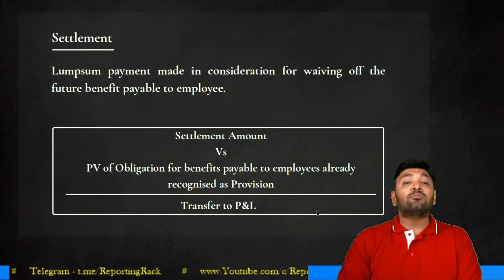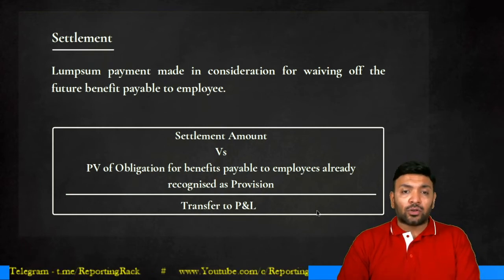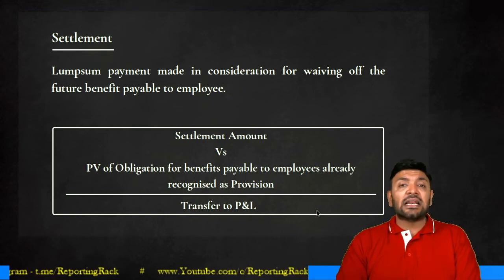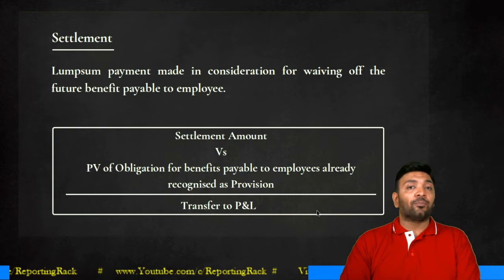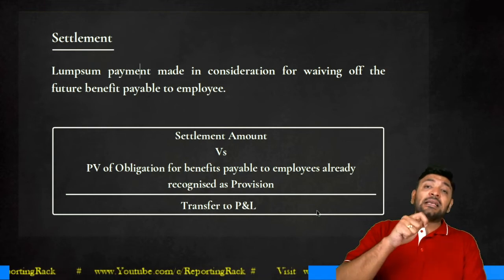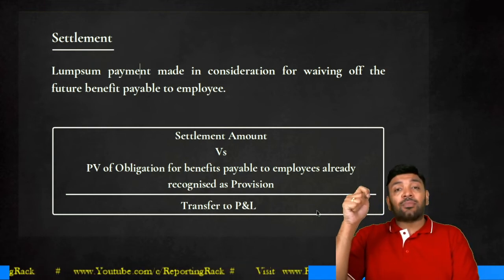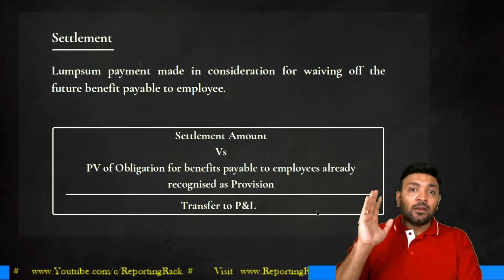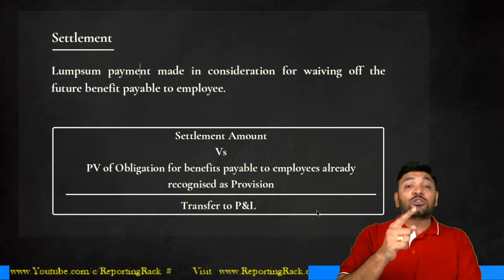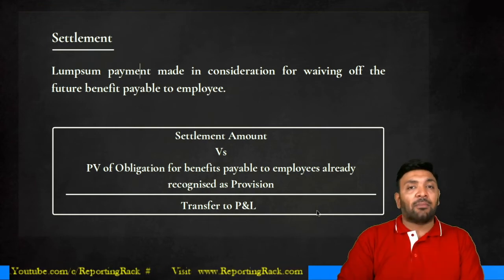That today's value is called settlement. Settlement is a lump sum payment made to the employee in consideration to waiving off the future benefits payable to employee. So the employee is eligible to receive some benefits from the employer in future, he is waiving off all those benefits. But for waiving off those benefits, today he is accepting one single payment.